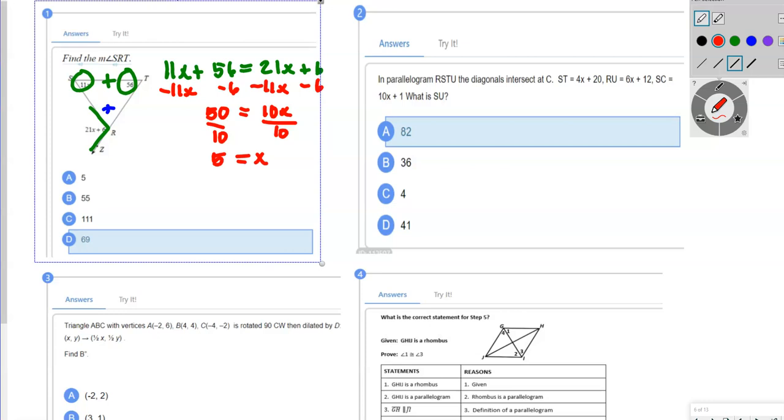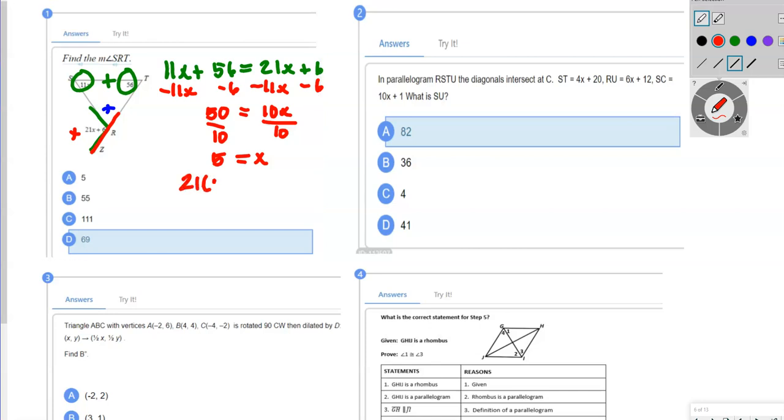Now what do we have to do with that 5? We have to put it back in. And I'm going to put it in here. Y'all see this right here? So it's asking us to find SRT, right? So those two angles, this one out here and this one inside, the red x and the black x, when I add those together, they equal 180, right? So I'm going to do 21 times 5, and I'm going to add 6 to that. So that's 110, let's see, what is that? 105, 105 plus 6, that's 111.